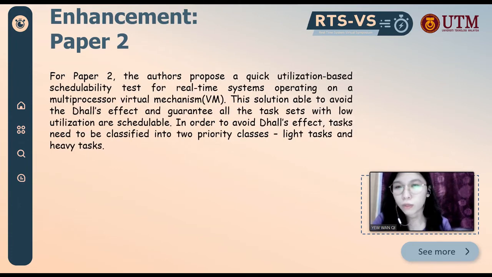So, for paper 2, the author proposed a quick utilization-based schedulability test for the real-time system operating on a multiprocessor virtual machine. The solution is able to avoid the dhall effect and guarantee that all the tasks with low utilization are schedulable. In order to avoid the dhall effect, the tasks need to be classified into 2 priority classes, light tasks and also heavy tasks.